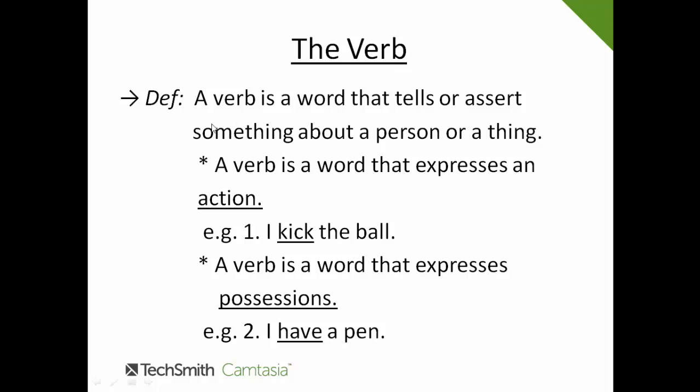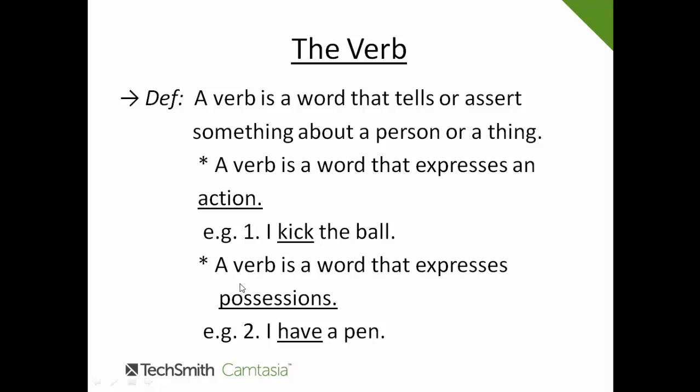Textbook definition has it that a verb is a word that tells or asserts something about a person or a thing. Now, what do we mean by this? Let's simplify this definition. A verb is a word that expresses an action. In this example, there is a word called kick that expresses an action. So, I kick the ball, which will mean first person I kicking the ball.